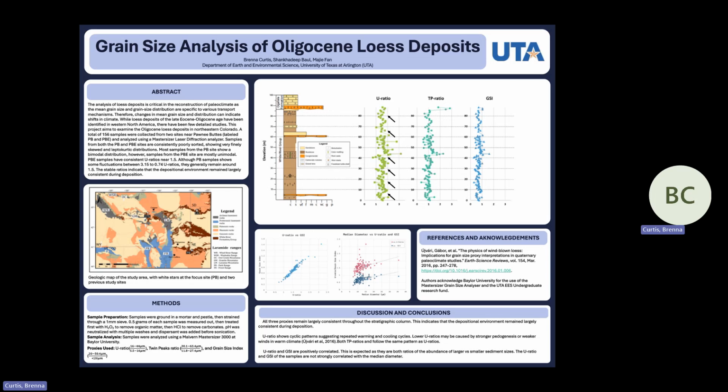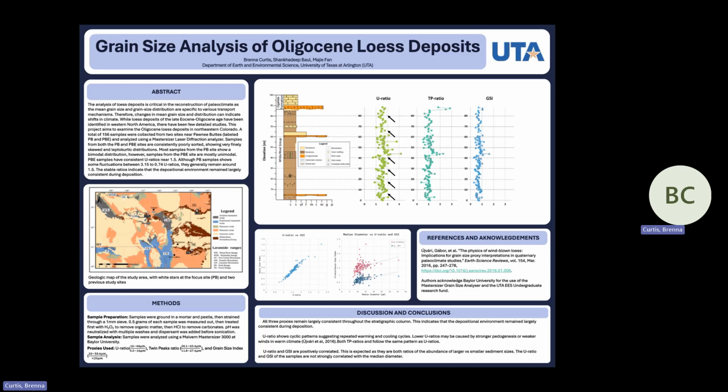Samples were prepared by being ground in a mortar and pestle and sieved through a 1 millimeter sieve. Then about 0.5 grams of each sample was measured out and treated first with hydrogen peroxide to remove organic matter, and then hydrochloric acid to remove carbonates. Samples then had their pH neutralized with multiple washes of DI water, then were put in dispersant. And right before they were analyzed with the laser diffraction analyzer, they went through sonication to make sure everything was properly dispersed in the solution.